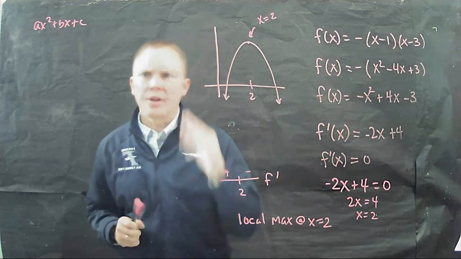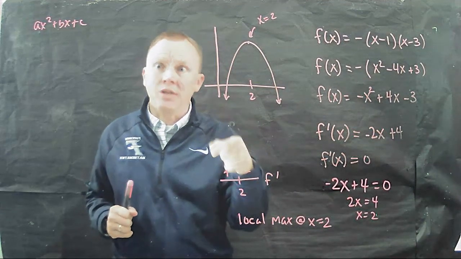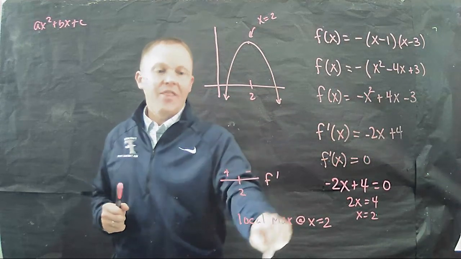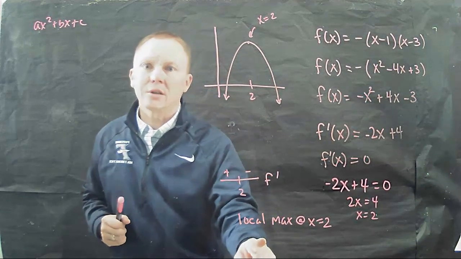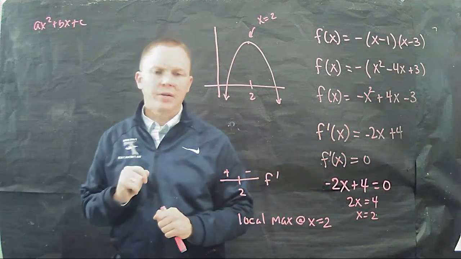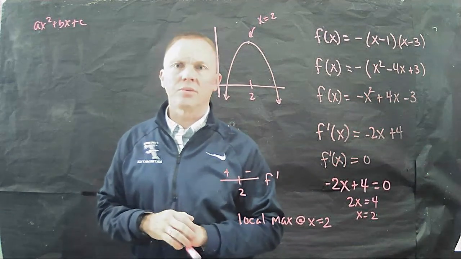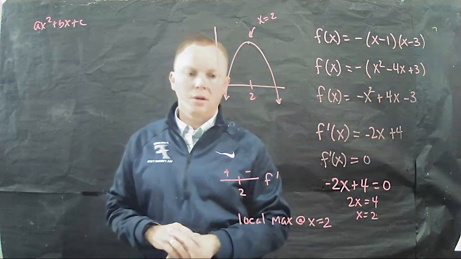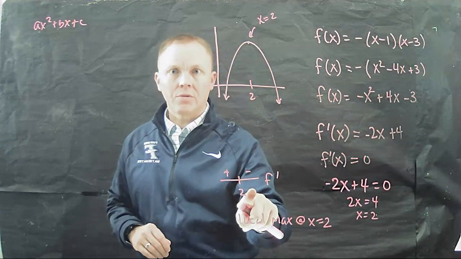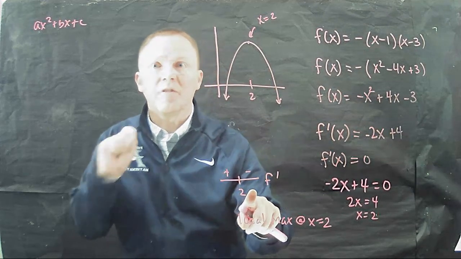How can you conclude that this is the absolute max forever? Now, this is going to take some thinking and some reasoning. Think about this for a second. What's the function doing before x equals 2? It's increasing. According to this, what's the function doing after x equals 2? It's decreasing, right? And it's decreasing forever.